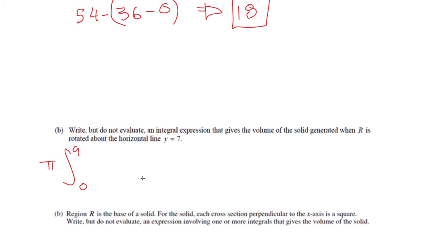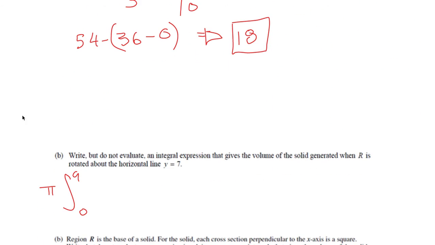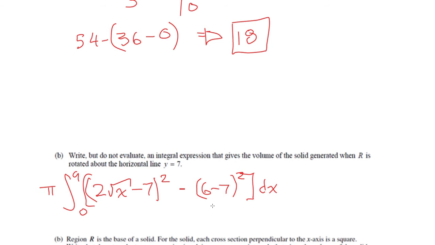Okay, y equals 7. So y equals 7 is going to be right there. So the outside function now is 2 square root of x. So (2 square root of x minus 7) quantity squared, and it's going to be minus (6 minus 7) quantity squared. All of that dx. Done.